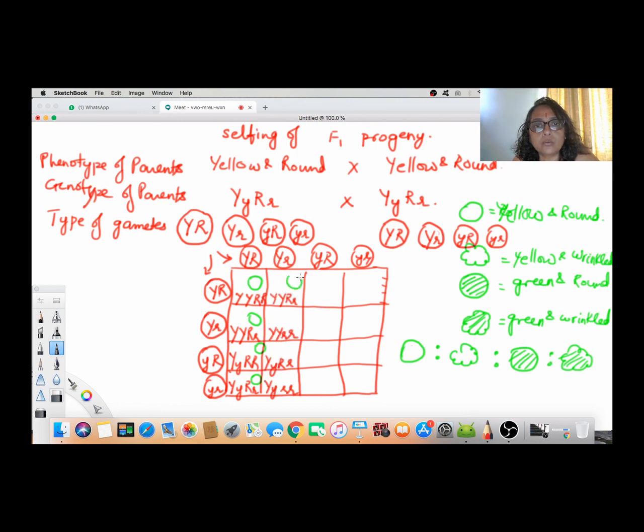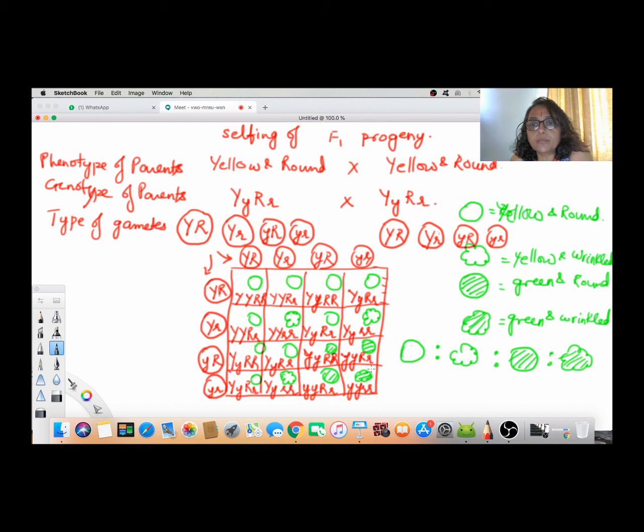This is yellow round. This is yellow wrinkled. This is yellow round. This is yellow wrinkled. We have a yellow round here. We have a yellow round here. Yellow round here. No, this is green and round. Then this one is green and round. This is a yellow round. This is a yellow wrinkled. This is a green round. And this is a green wrinkled.